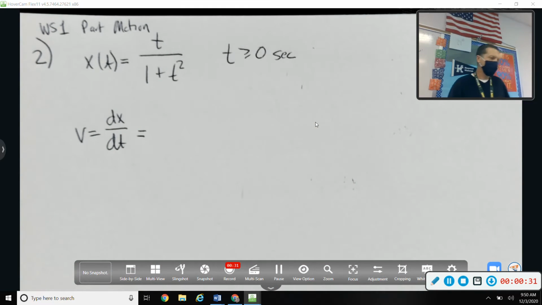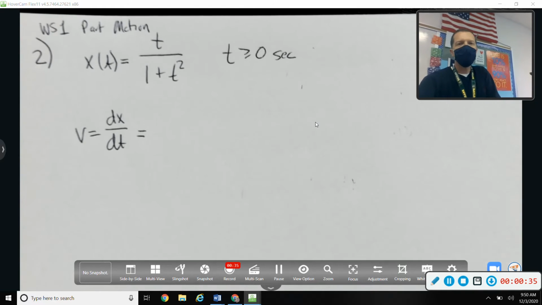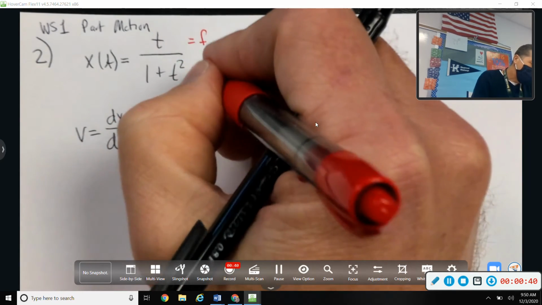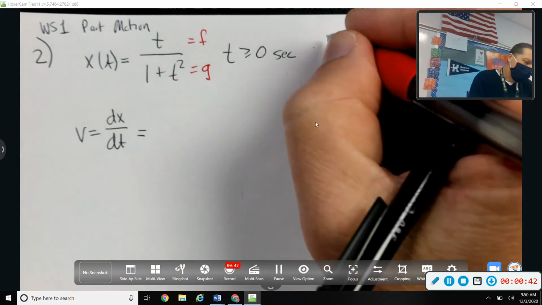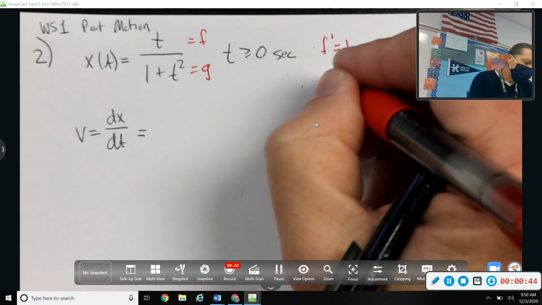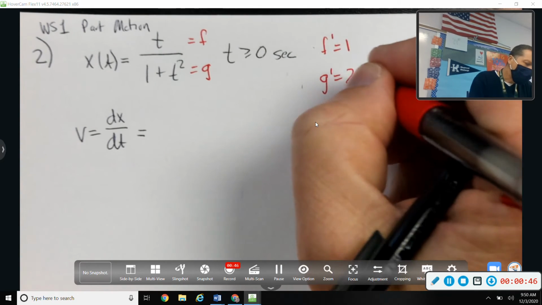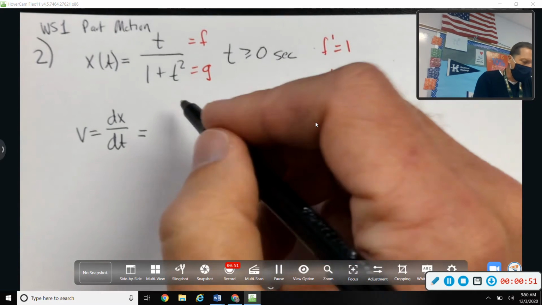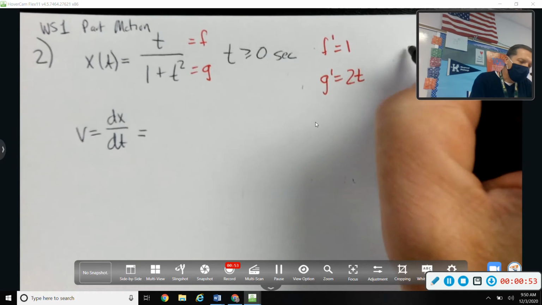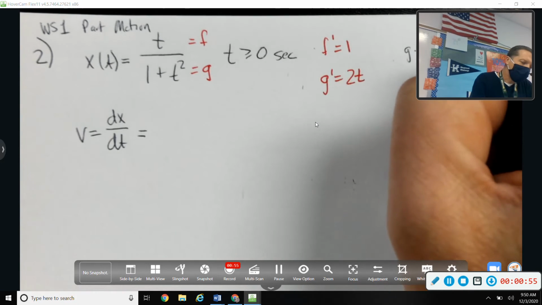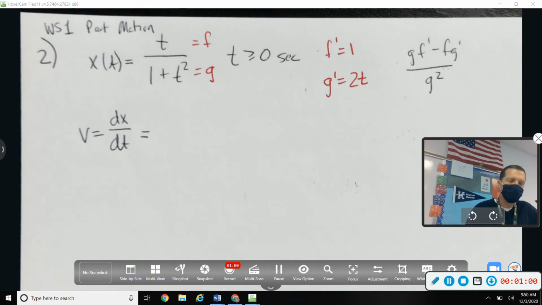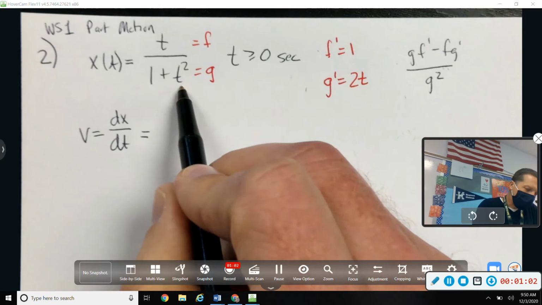So, lovely. We've got to do a quotient rule for this one to take that derivative. So f prime is equal to 1. g prime would be 2t. So this isn't a terrible quotient rule. We do got to remember the rule, though. Let's see. It's g f prime minus f g prime over g squared. That's the quotient rule.